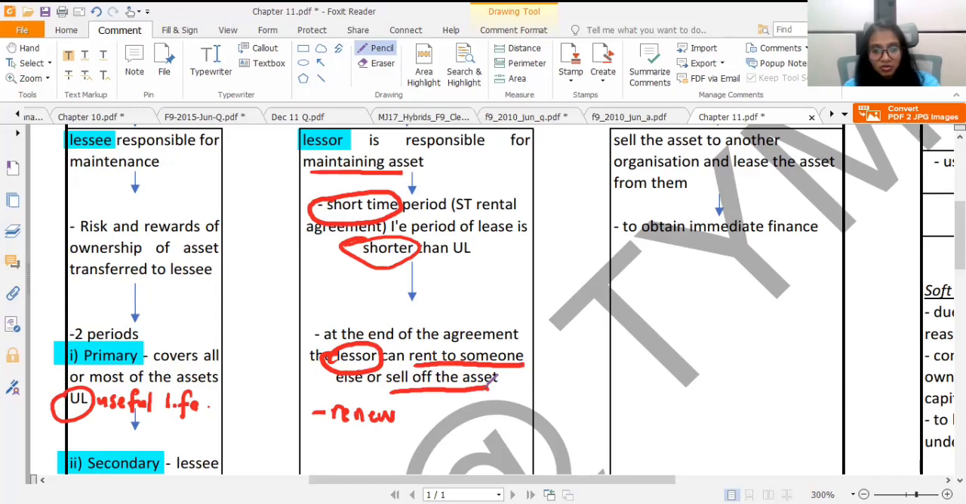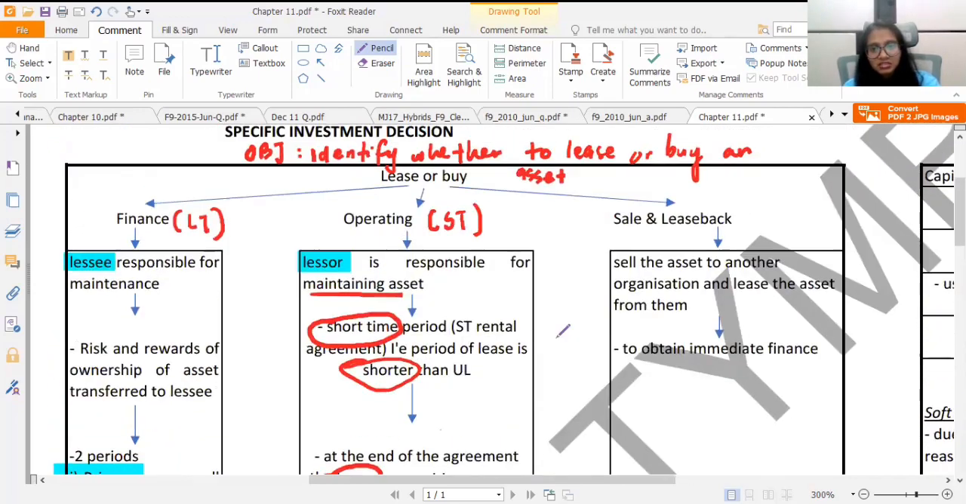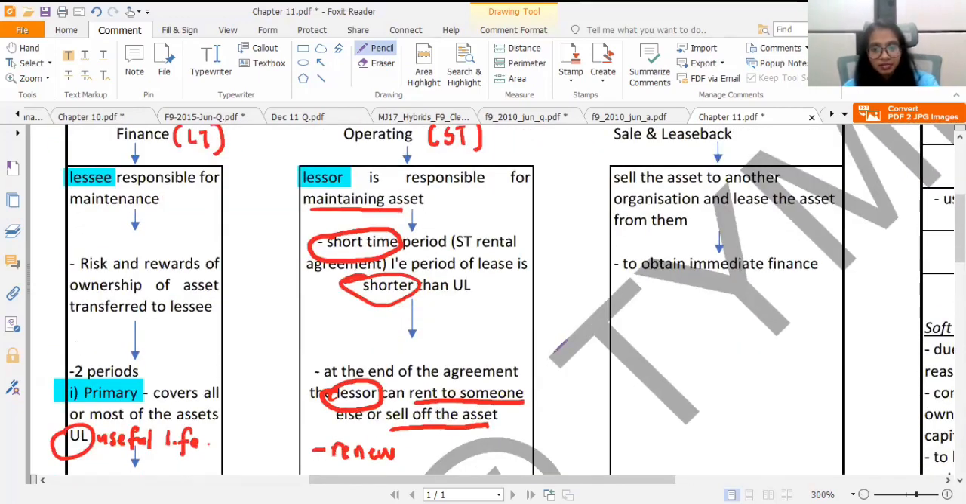All right. Now, the next one is sale and leaseback. So what is sale and leaseback? What is the concept of sale and leaseback? The concept of sale and leaseback is that you are the owner of the asset.